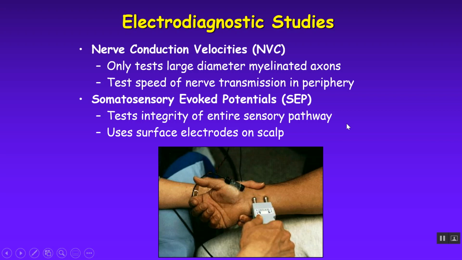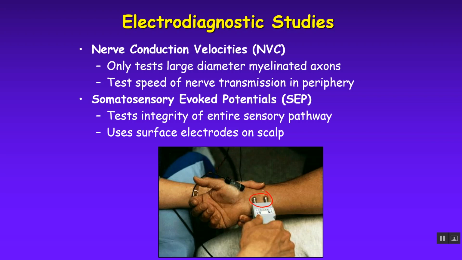So nerve conduction velocity is one thing. It only tests large diameter myelinated axons. When you stimulate the nerve, those are the ones that fire preferentially, and it's hard to stimulate the smaller ones via an external source like this. So it really is testing large diameter myelinated nerves. It tests the speed of nerve transmission in the periphery and through a specific location. This is a very common one here.